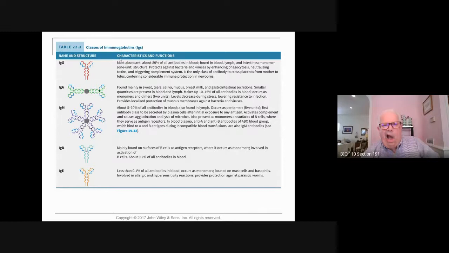IgA. IgA is found mainly in things that have an A in it. Look at the words: sweat, tears, saliva, breast milk, gastrointestinal secretions. All those words have an A in it. That's where IgA is.